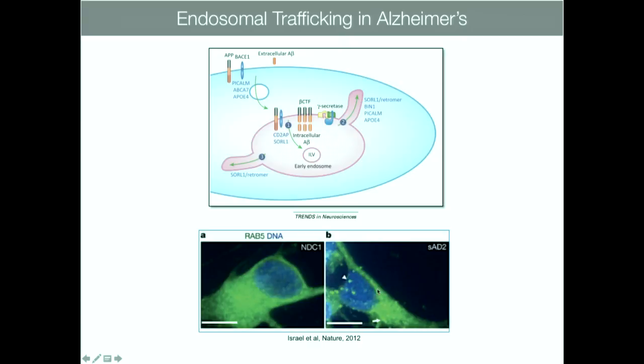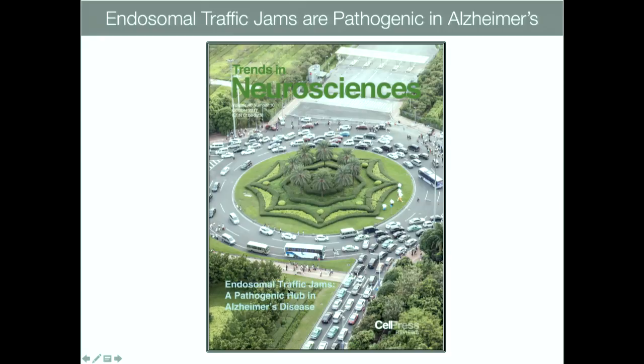This is a control. And so in this review paper, we put forth the hypothesis that endosomal traffic jams are pathogenic, i.e. they're drivers. They are a central cause of Alzheimer's disease. Now, I'll tell you in a few minutes how this has now been translated potentially into therapeutics.